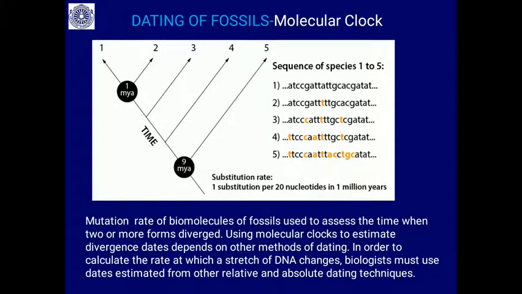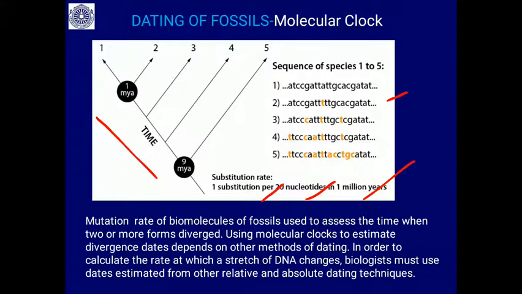Here you can see the sequence on the DNA, with the bases A, T, C, G. What is the substitution mutation rate? It is one substitution per 20 nucleotides in 1 million years. So it will take 1 million years at this rate. You can see the mutation rates in the different fossils and estimate when exactly they diverged, whether 1 million years ago, 2 million years ago, or so on. You can estimate the time of divergence.